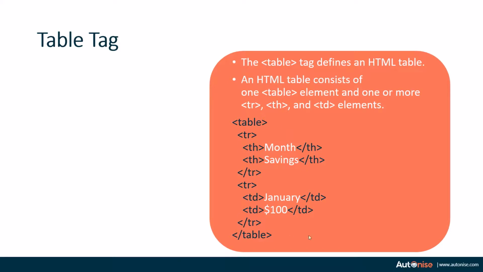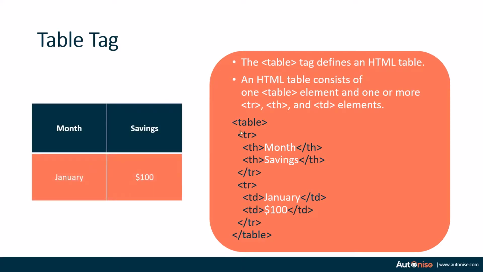Let us see how this will look in a web browser. So, as you can see, the first table row contains the table heading, which is month, and another table heading, which is savings. The second row will contain the table data, which is January, and another table data, which is $100. Mind you, your table would not look this fancy because we are not yet using CSS. In HTML, the table will look very basic, but you can style your HTML using CSS, which we'll learn later.